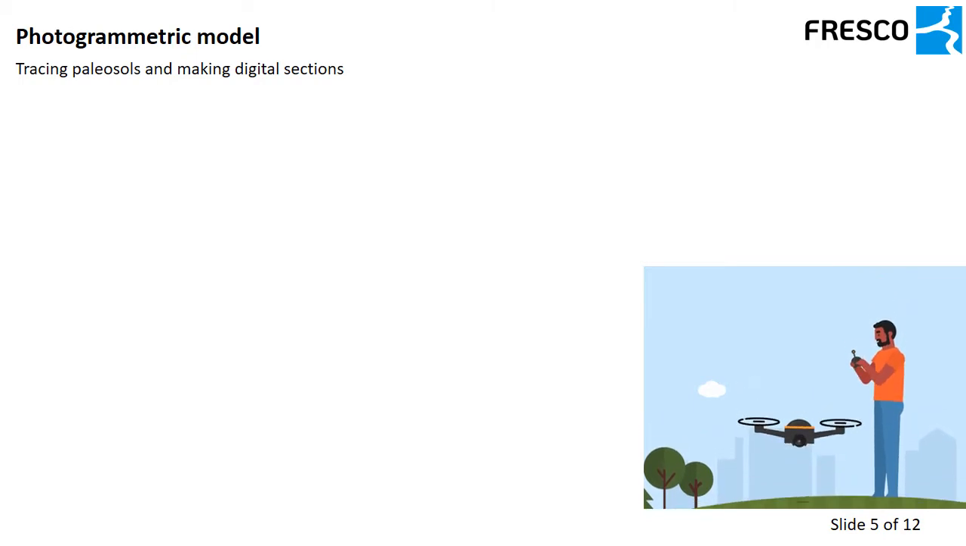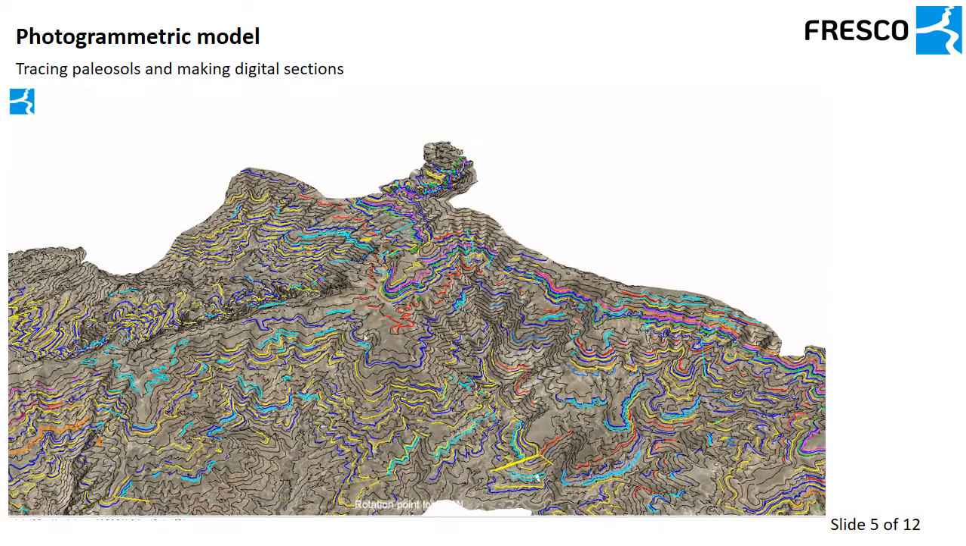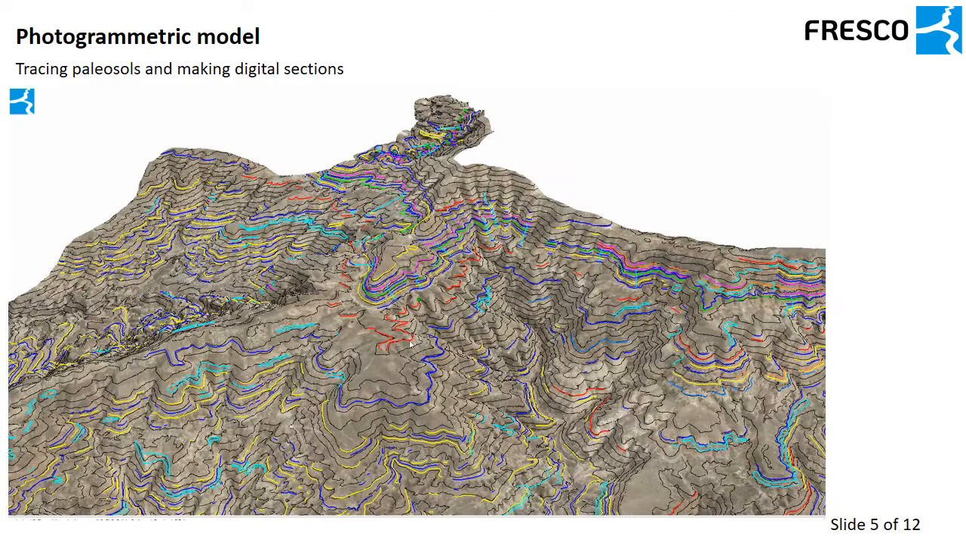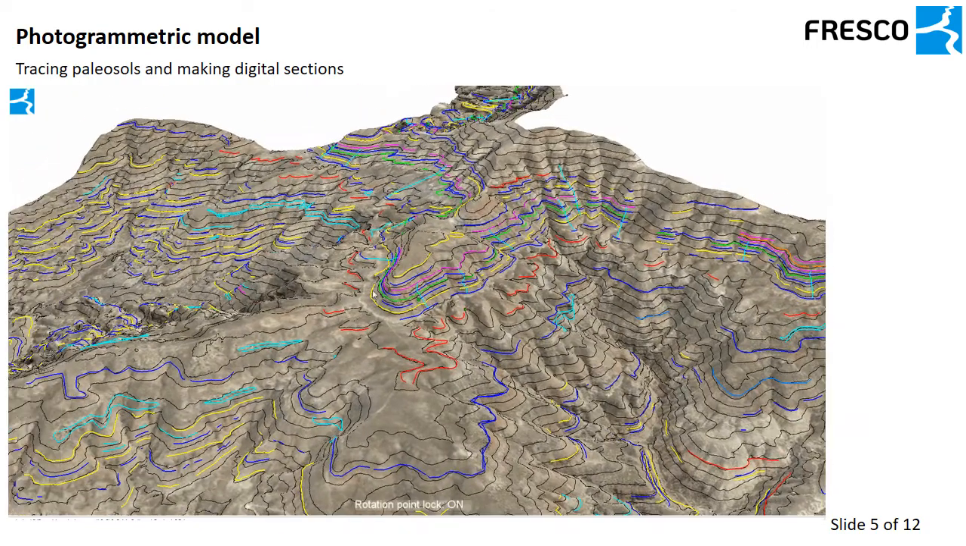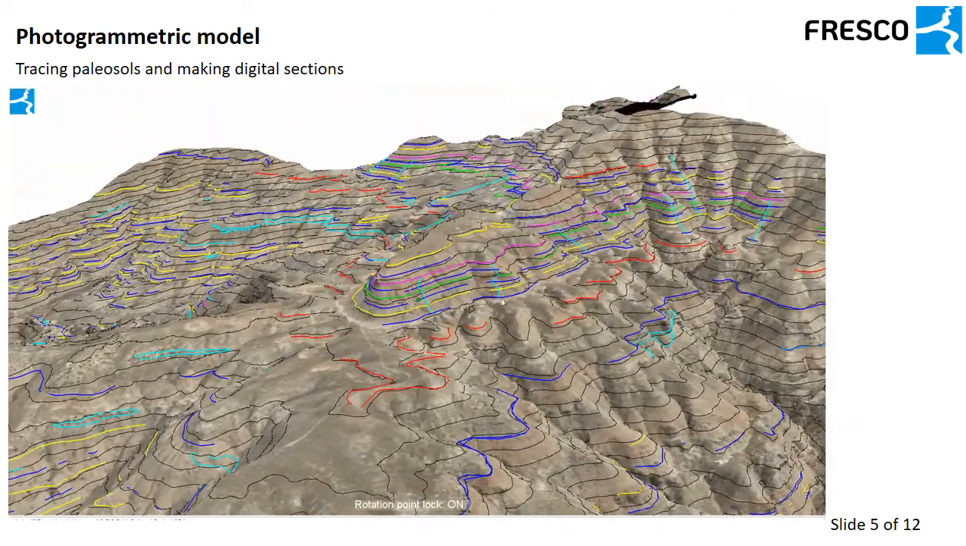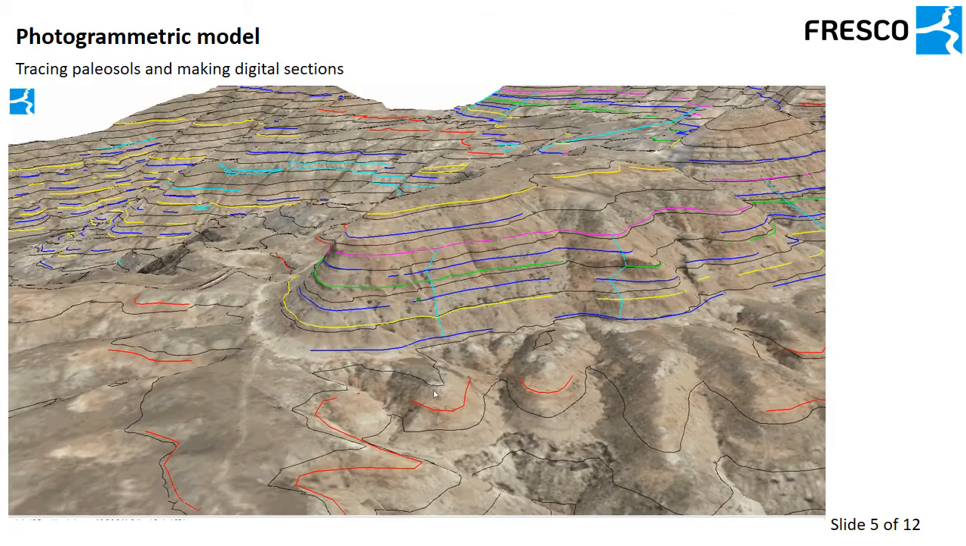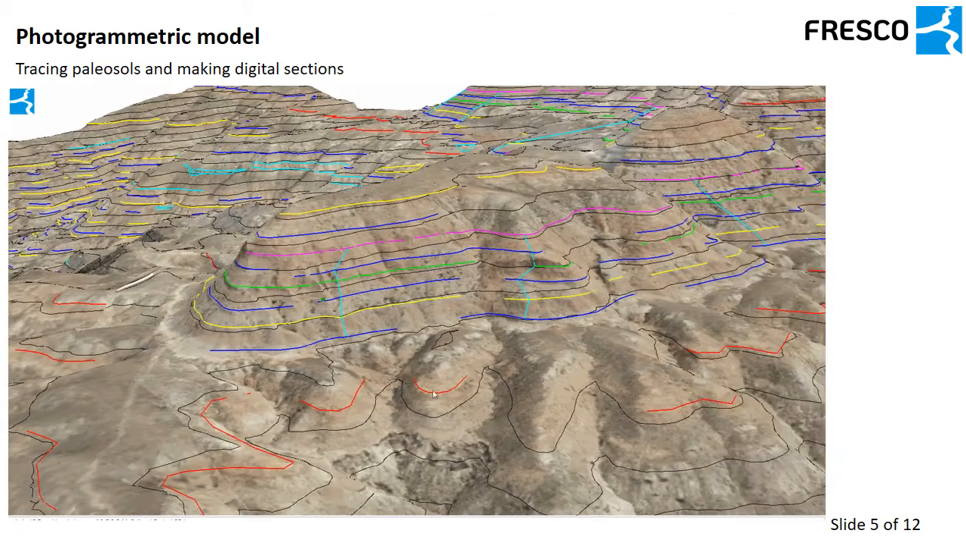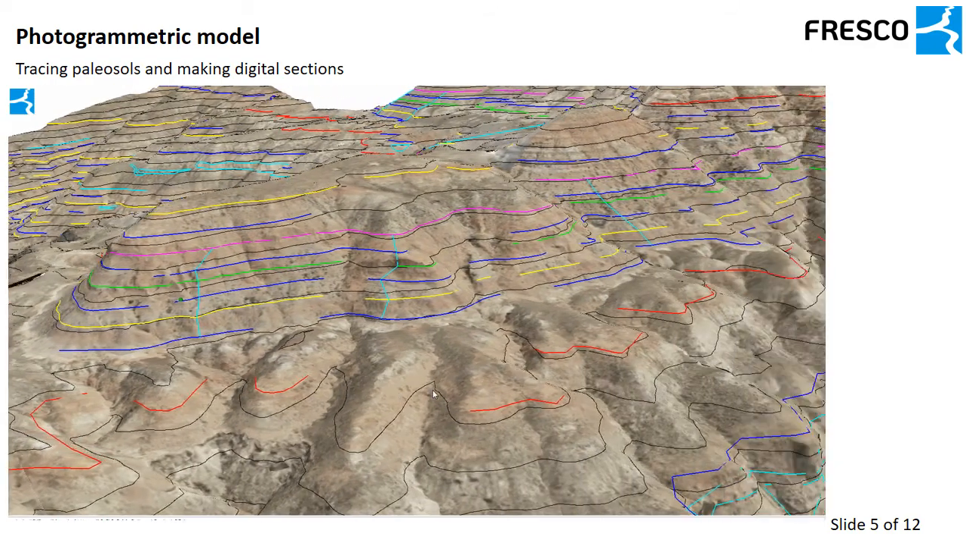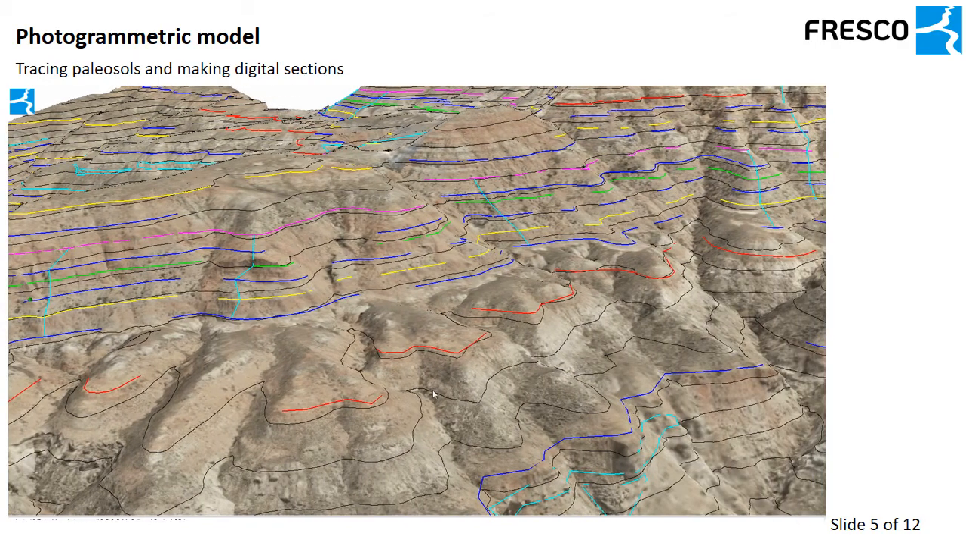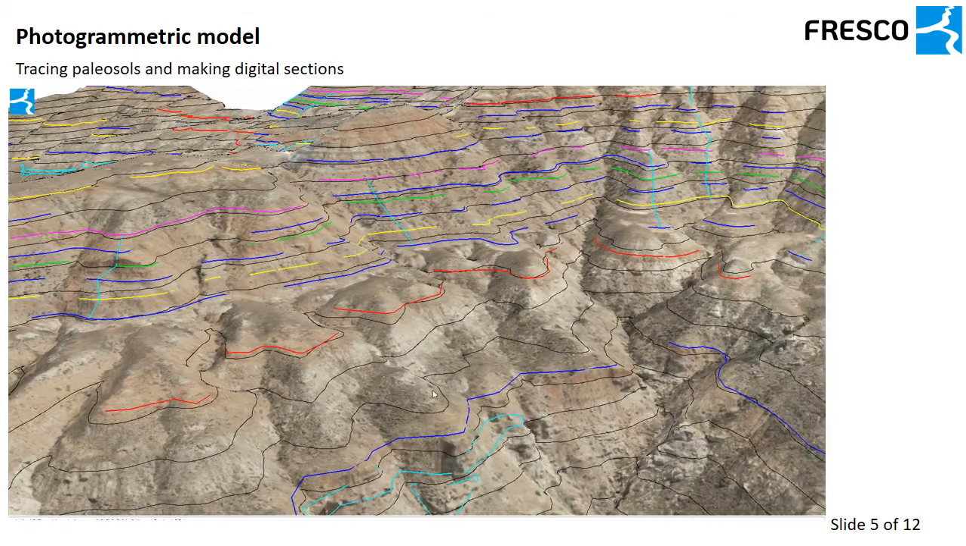Okay, here we make the drone model. As you can see, there are many lines. We first start with those black contour lines. They are 10-meter contour lines. You can also see those colored lines. They are following the top level of the paleosols.